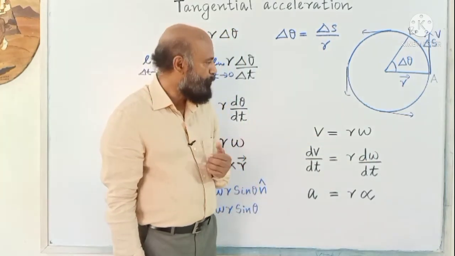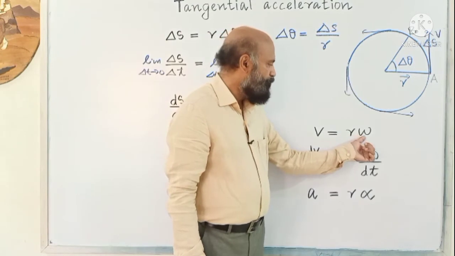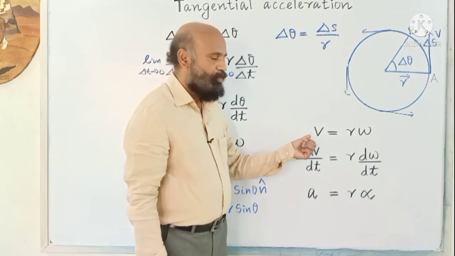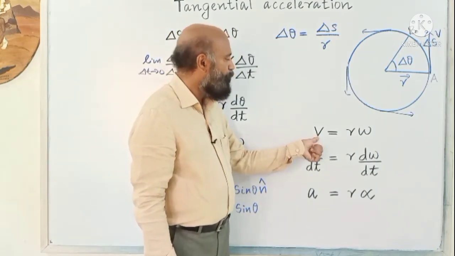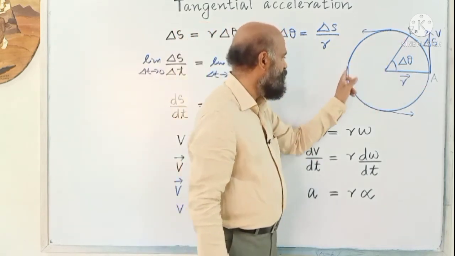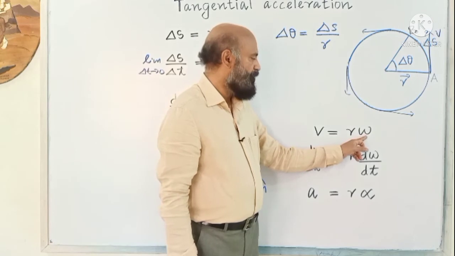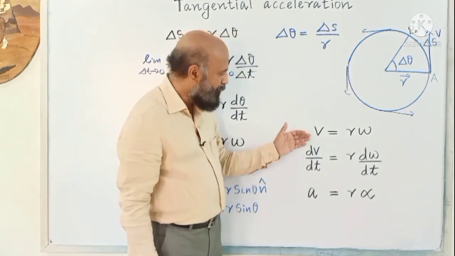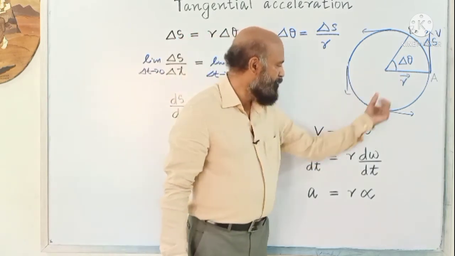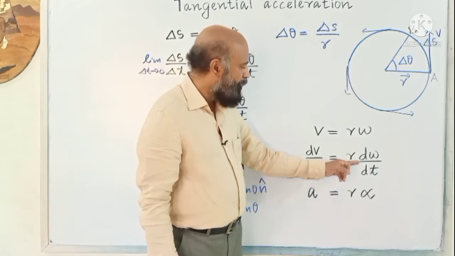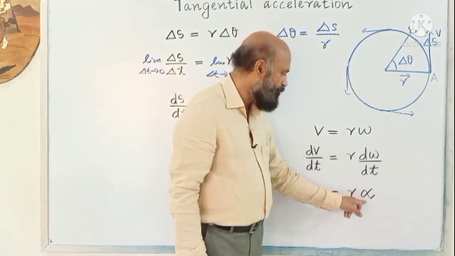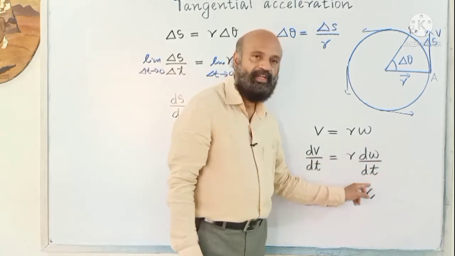In the case of uniform circular motion, omega, the angular velocity, will be a constant. Then the magnitude of the velocity will be constant, only the direction will be changing. Suppose the angular velocity is changing, then the linear velocity also will be changing. So you differentiate both sides. dv by dt is equal to R, which is a constant, times d omega by dt. The rate of change of angular velocity is angular acceleration, alpha. So d omega by dt we can write as alpha.